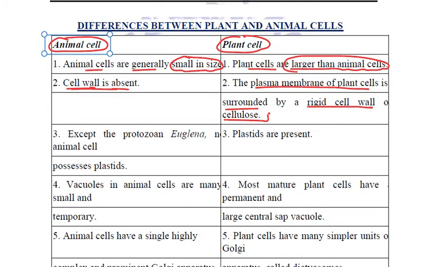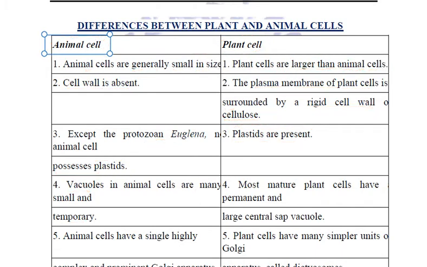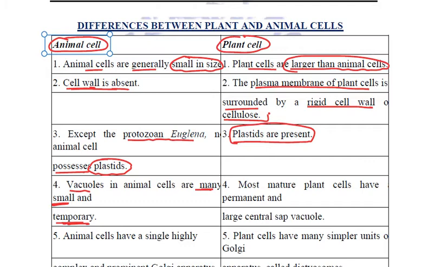When we talk about the next difference, in animal cells, plastids are absent except in the protozoan Euglena. No animal cell possesses plastids. But in case of plant cells, plastids are present, right? In animal cells, the vacuoles are many in number, they are small and they are temporary. Whereas when we talk about plant cells, most of the mature plant cells have a permanent and large central vacuole.